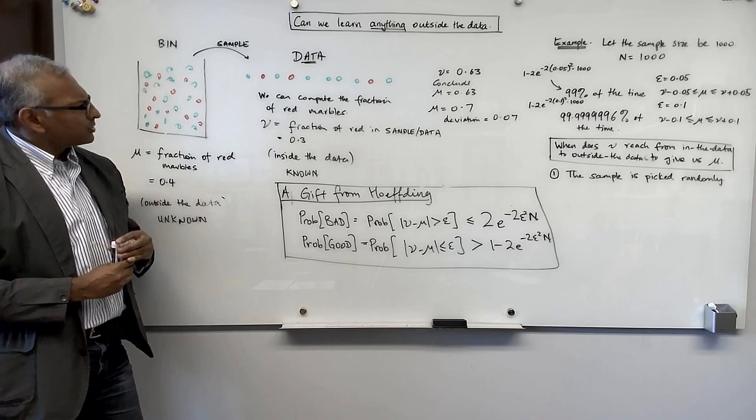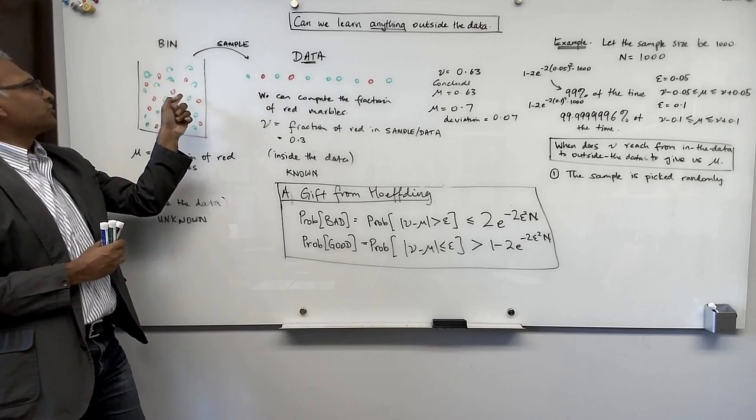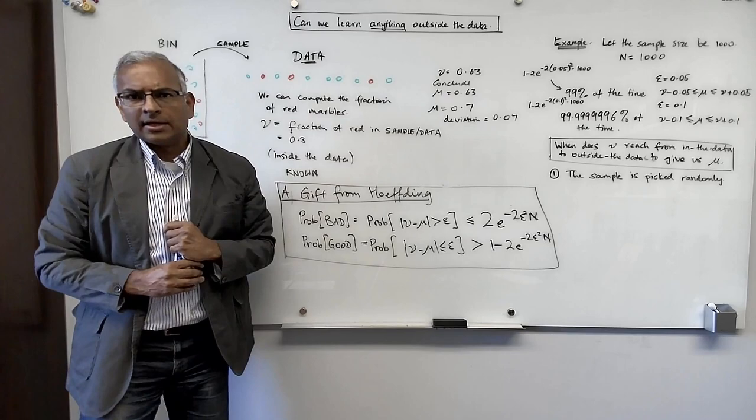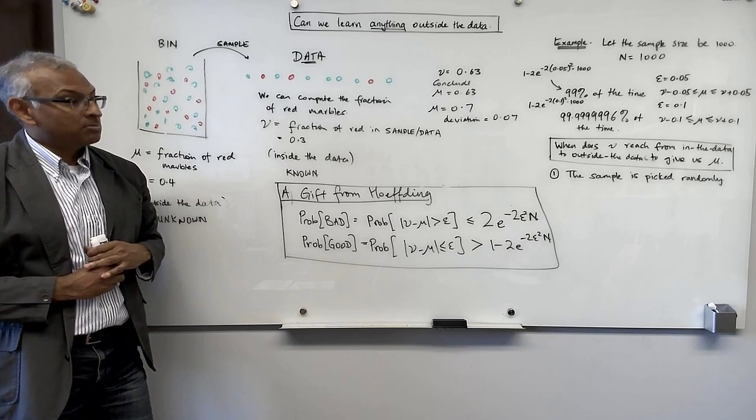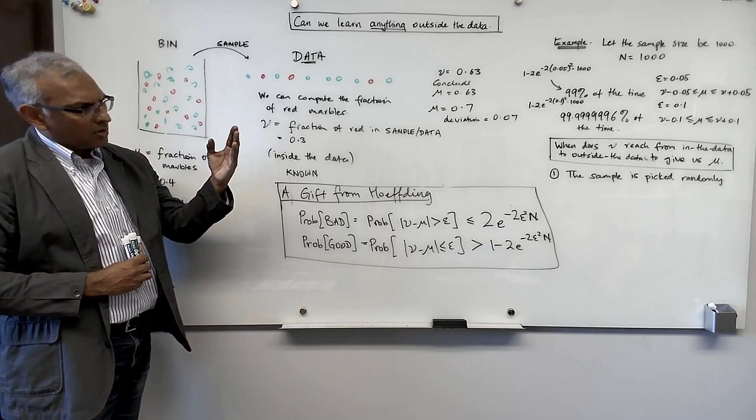If your sample is not picked randomly, sometimes we say that there might be something called a sampling bias. Imagine I carefully select all the Trump voters. So I carefully select all the red marbles. Then my sample is going to be red. And it says nothing about mu. It could be that most of my marbles are green. So the sample is picked randomly. That is essential. That is required for allowing nu to reach from inside the data and tell us about mu outside the data.